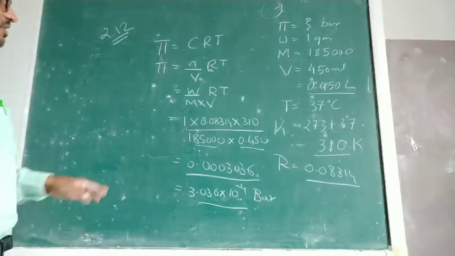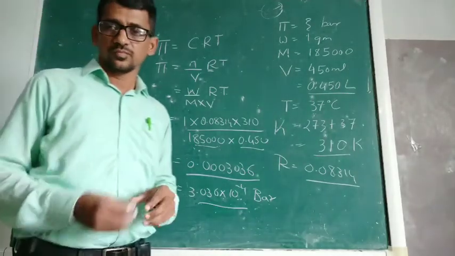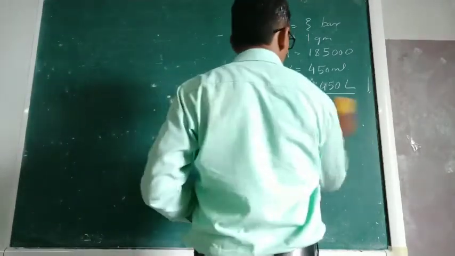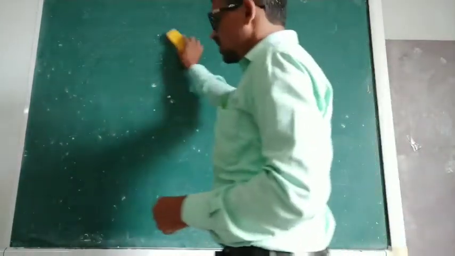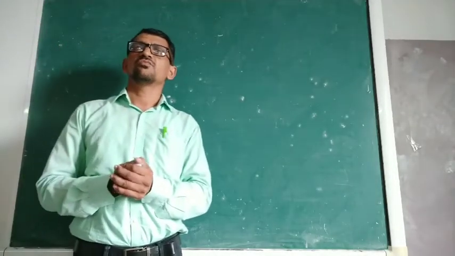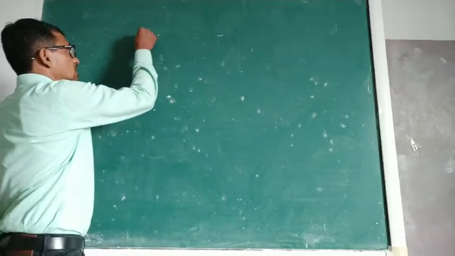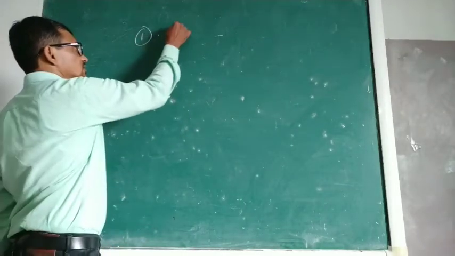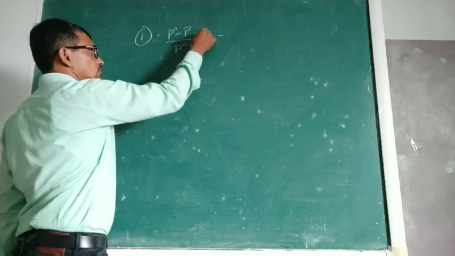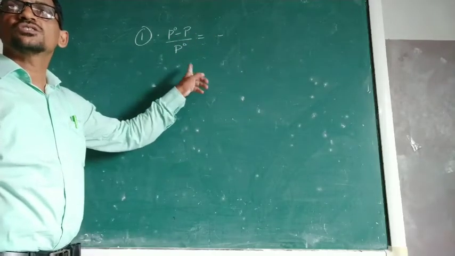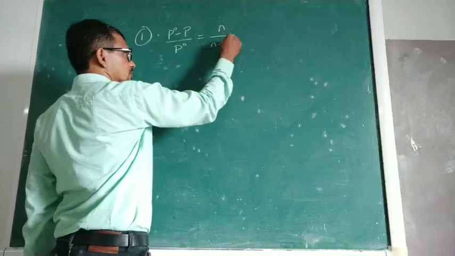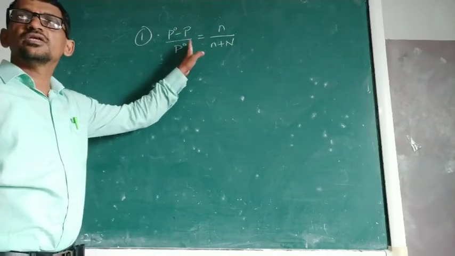Okay. Now we discuss van't Hoff factor. In this chapter, we have discussed the molecular mass of unknown solute. Four methods are there. Molecular mass can be found with the help of, first one, relative lowering of vapor pressure. P0 minus P upon P0 is directly proportional to the mole fraction of solute added, n upon n plus N. So this is relative lowering of vapor pressure.